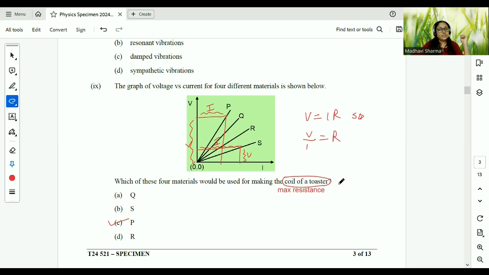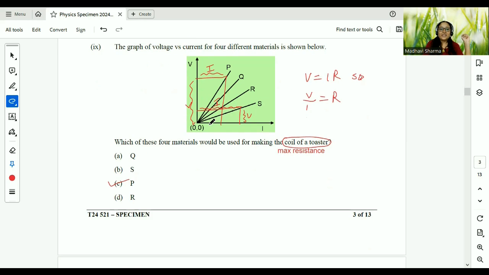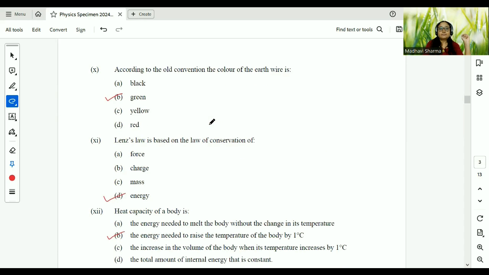Coil of a toaster is usually nichrome, which has maximum resistance. So if I calculate for P, at any point, for this point, I is this much, V is this much. V is equal to IR according to Ohm's law. So V upon I is equal to R. Yes. So answer is P. Like V is more, I is less. Let's go to the next.